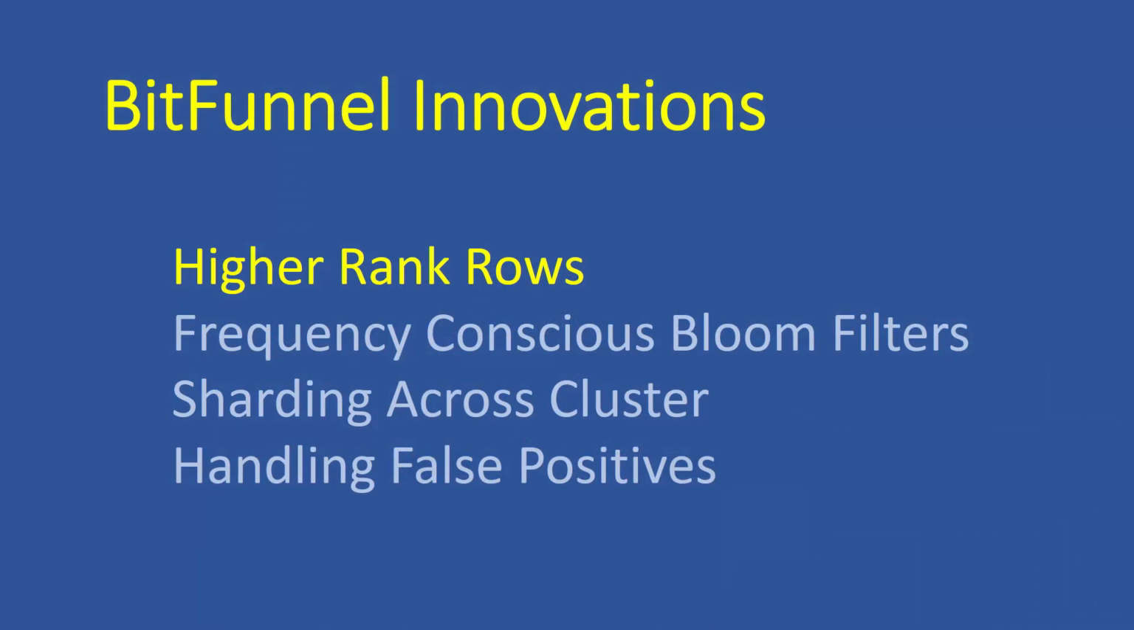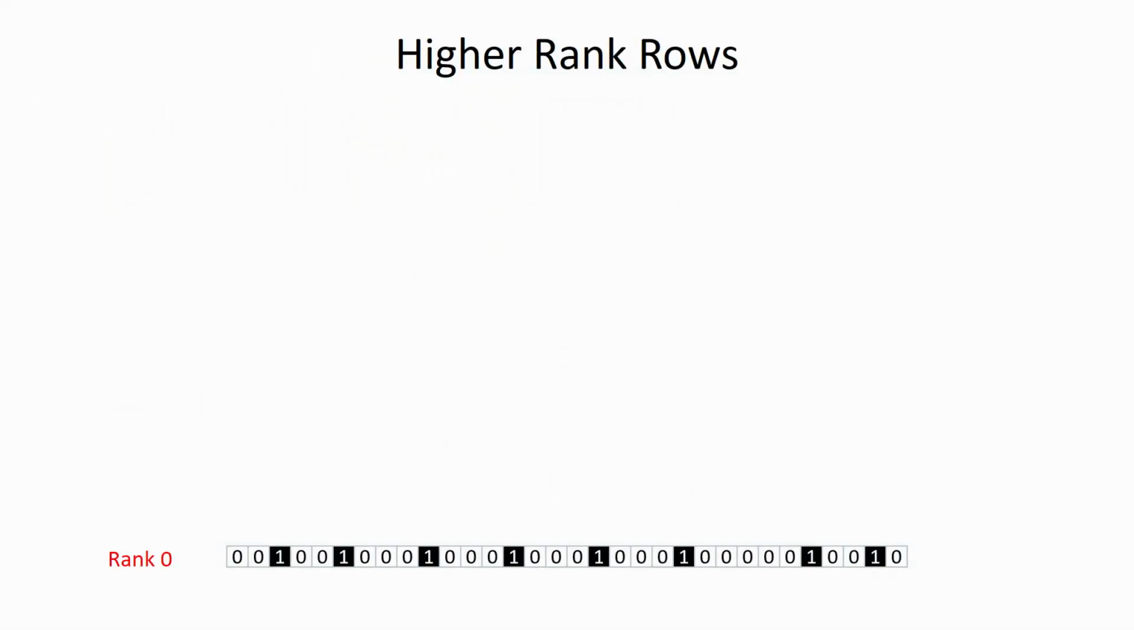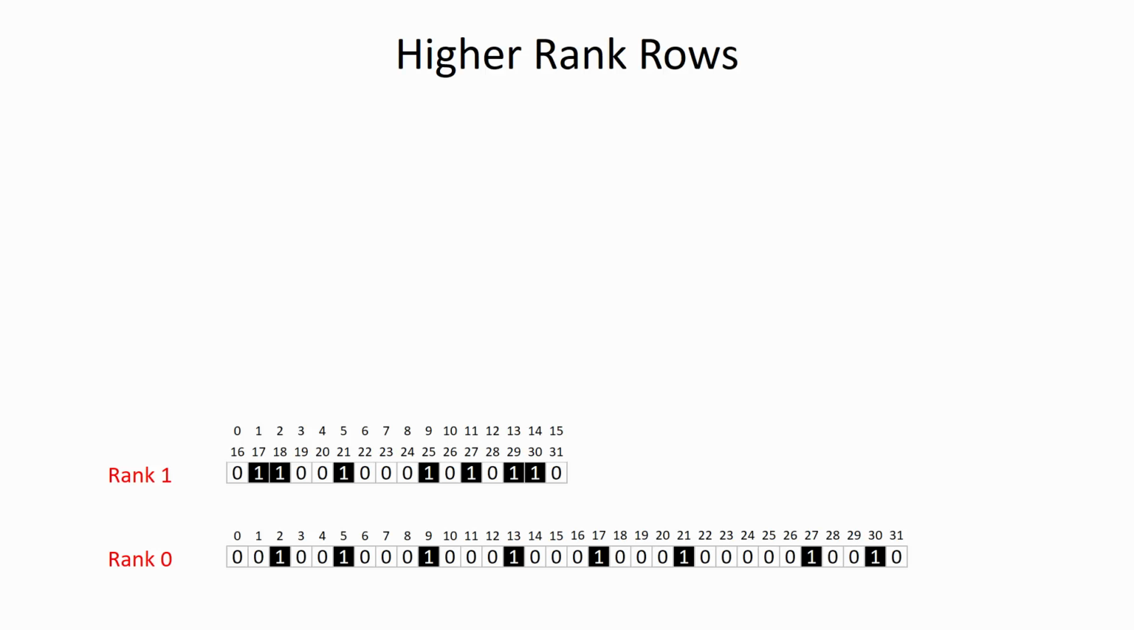A higher rank row is just a shorter, lower resolution version of a row. It can be scanned more quickly, but the catch is it creates more false positives. Let's take a look. Here's a row with 32 bits, each of which corresponds to a single document. We call this a rank 0 row. We can construct a higher rank version by taking the left half and the right half and ORing them together to produce a rank 1 row with 16 bits. In this new shorter row, each bit position corresponds to 2 documents.